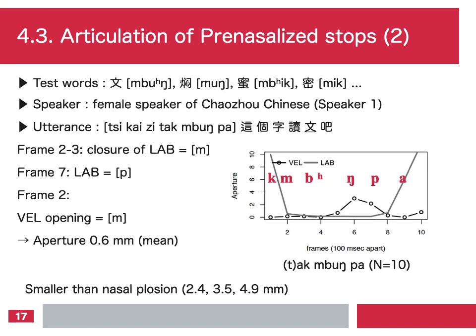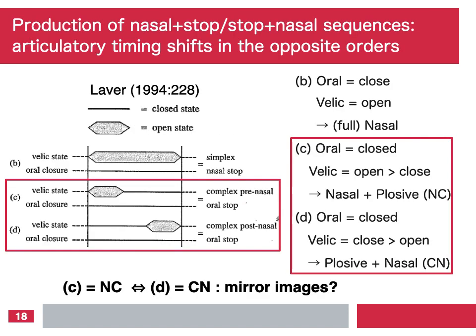Please look at the result from another speaker, which was not shown in the paper. The result is basically the same. At frames 2, 3 and 7, labial closure is achieved. And at frame 2, velum is opened, but the aperture is 0.6, which is much smaller than the nasal plosion case.